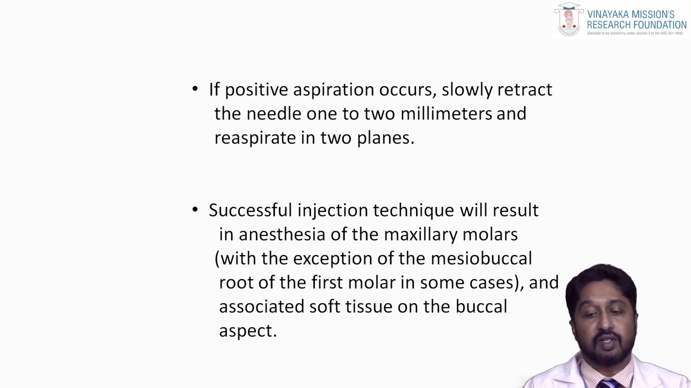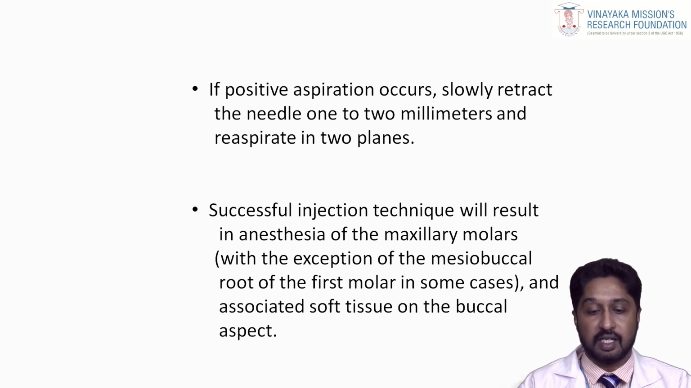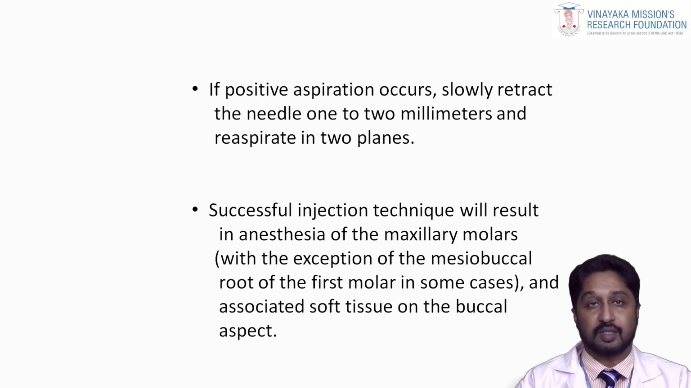A successful injection technique will result in anesthesia of the maxillary molars with the exception of the mesiobuccal root of the first molar in some cases, and the associated soft tissue on the buccal aspect. So in this nerve block, you have the 6, 7 and 8. Maybe it is 1/6, 1/7 or 1/8, or in the other quadrant it may be 2/6, 2/7, 2/8. So all these 3 molars will get anesthetized. Only one quadrant will get anesthetized, with the exception of the mesiobuccal root of the first molar.